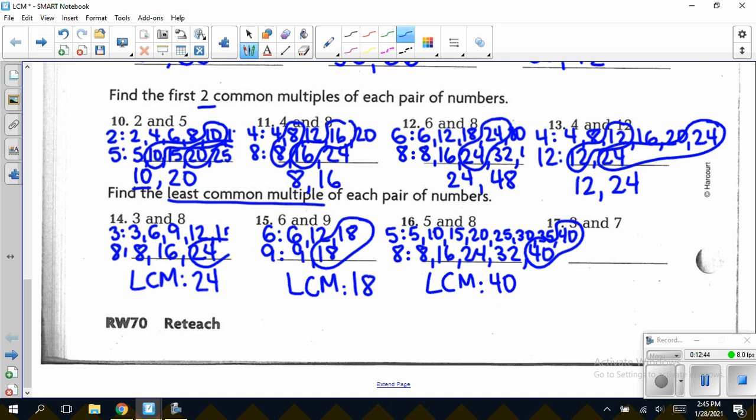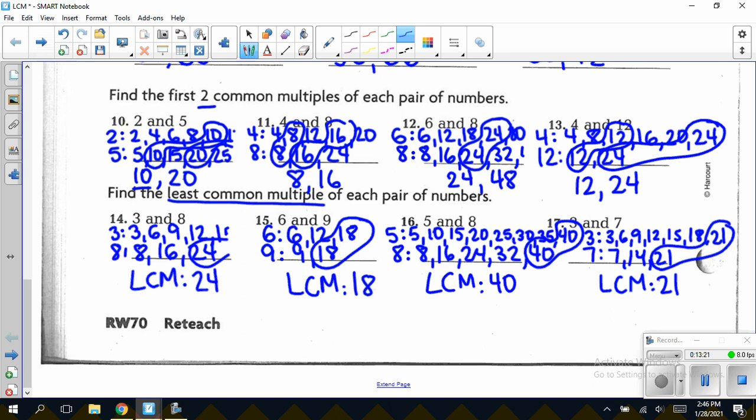And last, for number 17, I need to make sure that I count by 3s, and then I count by 7s to find my LCM. So 3, 6, 9, 12, 15, 18, 21. Counting by 7s, I have 7, 14, 21. I can stop right there because I see that they do have 21 in common. It's the first number that they both have in common. So that would be my LCM.